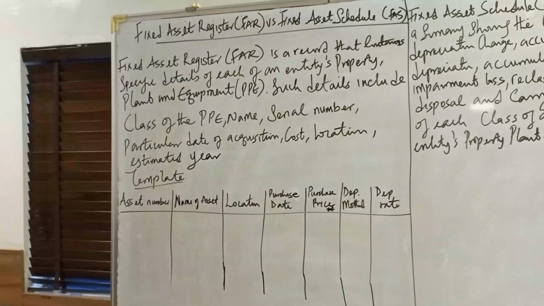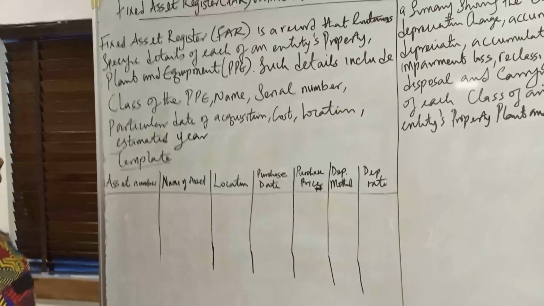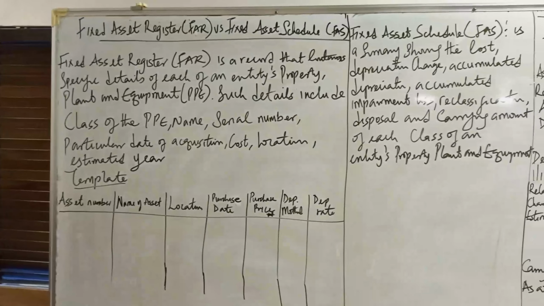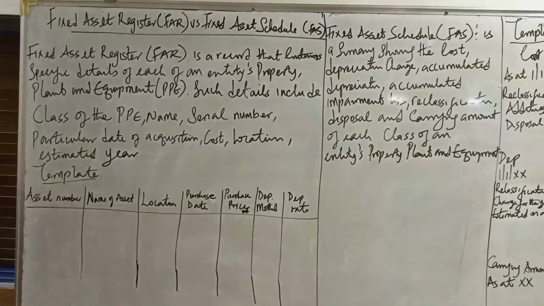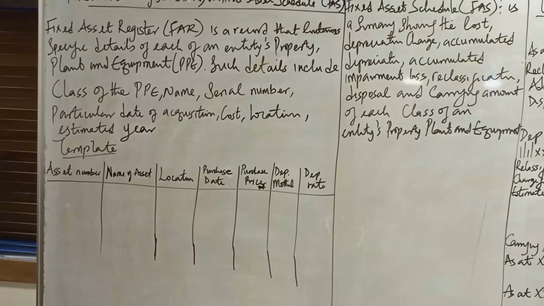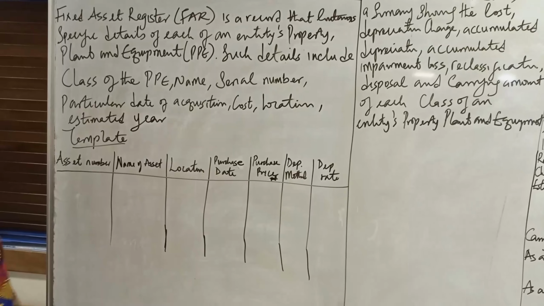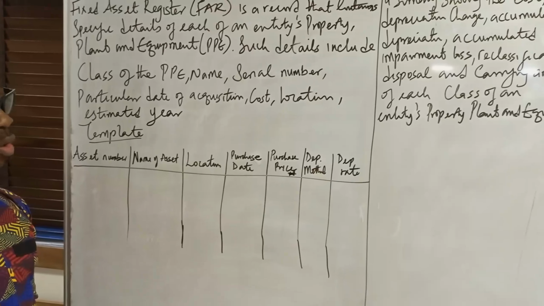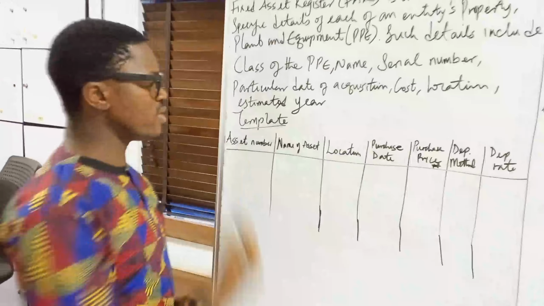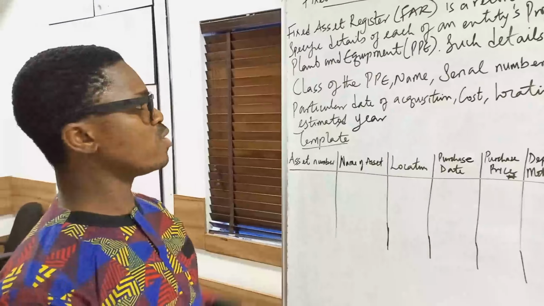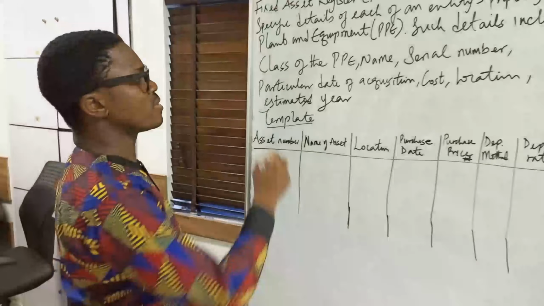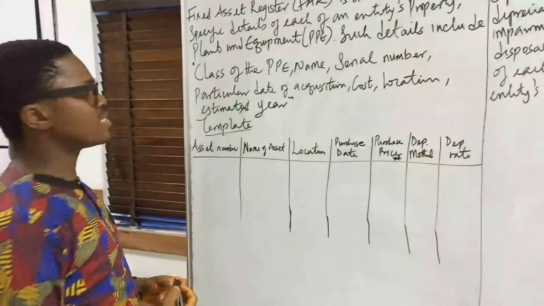What is a fixed asset register? A fixed asset register is a record that contains specific details of each of an entity's property, plant, and equipment. And what are the details that are in a fixed asset register? We have the class of the PPE, the name, the serial number, the date of acquisition, the purchase cost, the location, and the estimated useful life. So when you want to come up with a fixed asset register, these are the items that must be found in it.